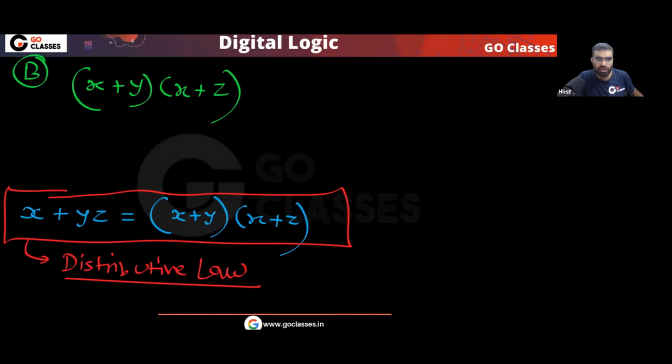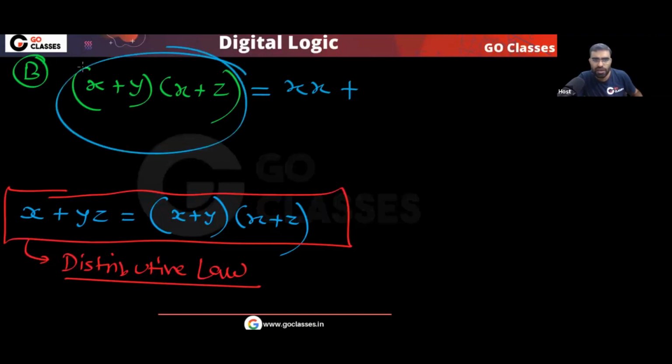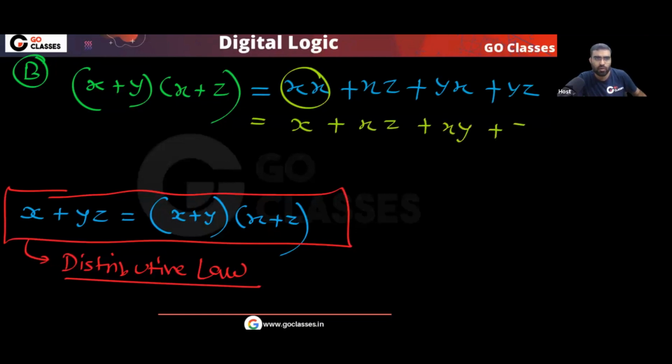Or what you can do is multiply it out, basically applying the distributive property. This will become xx, this will become xz, it will become yx, and finally it will become yz. Now you can see xx is the same as x. So we have x + xz + xy + yz.